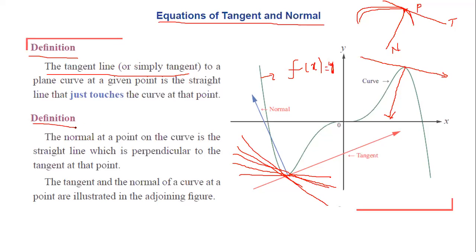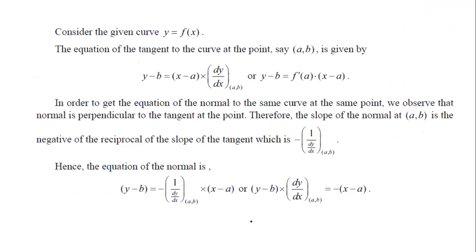So what is a normal here? The normal at a point on the curve is the straight line which is perpendicular to the tangent at that point. The tangent and the normal of the curve at a point are illustrated in the adjoining figure. In the figure, they are explaining what is called the tangent, what is called the normal, and how to find the tangent and normal for the particular problem. See here, consider the given curve y equals f(x).